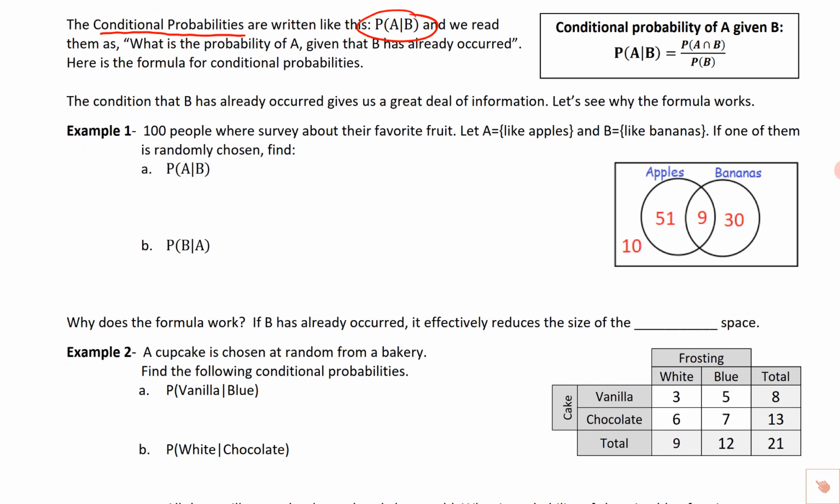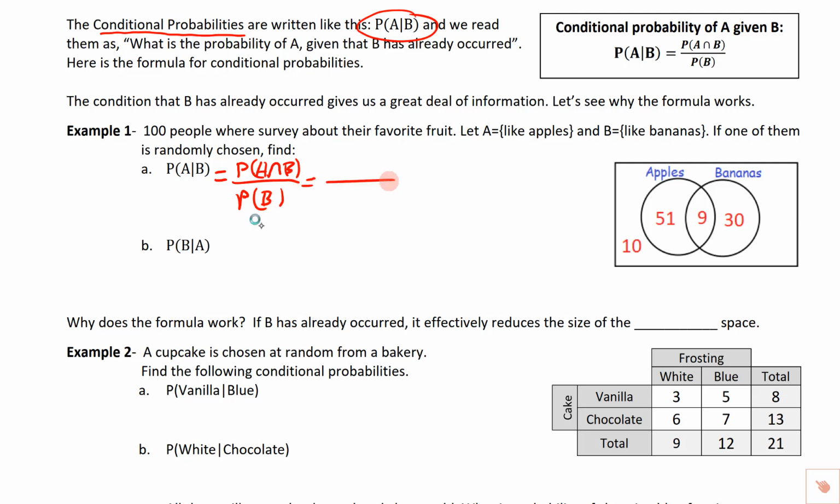So here's example number 1. It says 100 people were surveyed about their favorite food. Let A be apples and B be bananas, so they like apples and like bananas. If one of them is randomly chosen, find the probability of A given B. In other words, find the probability they like apples given the fact that they already like bananas. So we're going to follow the formula. The probability is the probability of A intersect B on the top and the probability of B on the bottom.